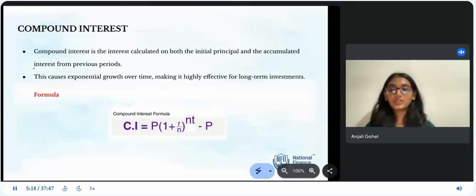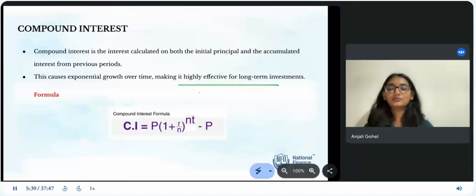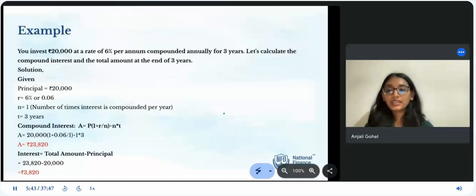Because we are earning interest on interest, when you leave your money for a longer period of time, you will see how compound interest does the magic. Your money will grow much faster when compared to simple interest. So this makes it highly effective, especially for long term investments. And let's understand how we calculate compound interest.